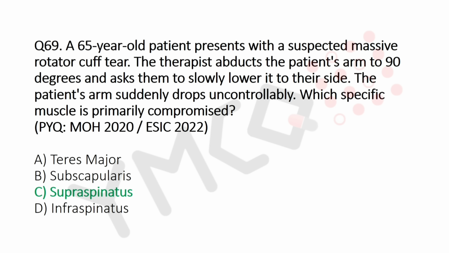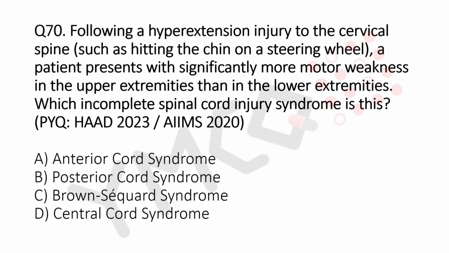Okay. Now let's move to question number 70. Following a hyperextension injury to the cervical spine, a patient presents with significantly more motor weakness in the upper extremity than in the lower extremity. Which incomplete spinal cord injury syndrome is this?